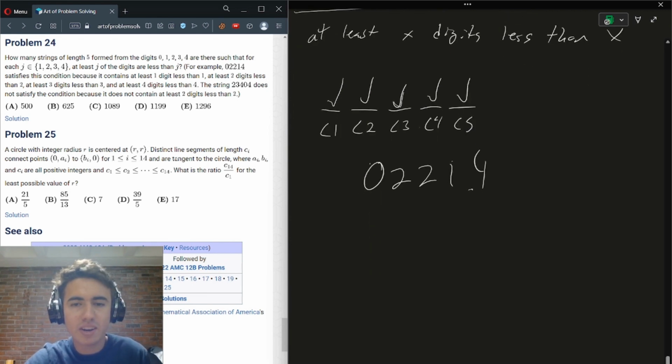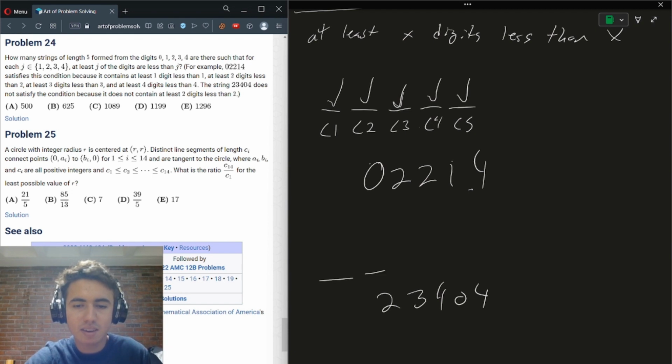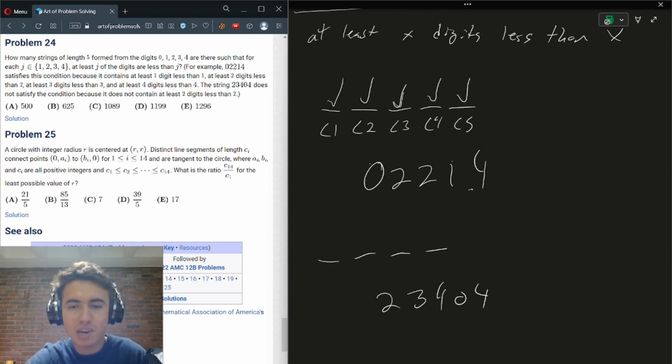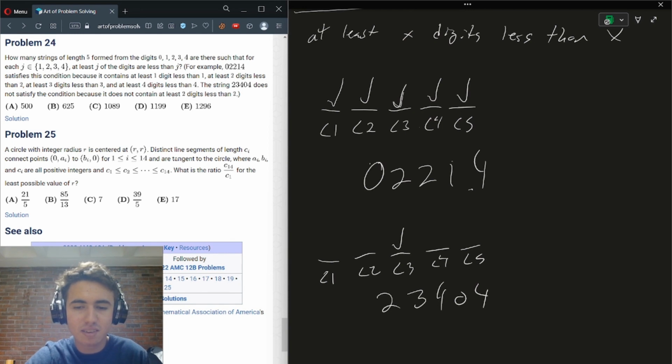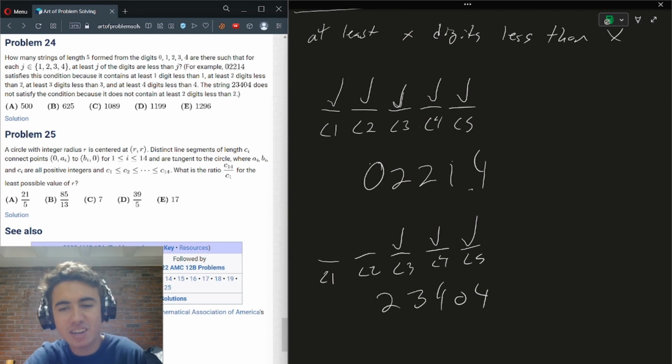But let's look at the non-working example in the problem. The 23404, right, in the statement, and let's try making the same sort of checkbox and see why it doesn't work. Well, if we fill out the same sort of checkbox, we see that the 2 satisfies being less than 3 and helps all of these. The 3 satisfies being less than 4 and helps both of these. The 4 is less than 5, and the less than 5 isn't in the problem, right, but we can just say that for consistency.